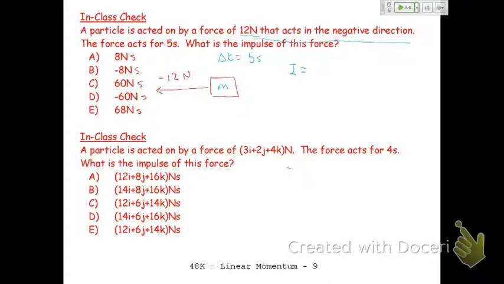An impulse is equal to the force, if the force is constant, times the duration of the force. So my impulse is equal, and the direction of the force matters, so it's minus 12 on a number line. I'll call it positive and negative. And then this is 5. So my impulse is equal to minus 60, and it's going to be newton seconds. Cool.